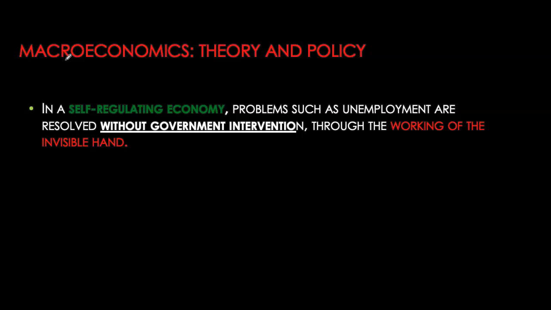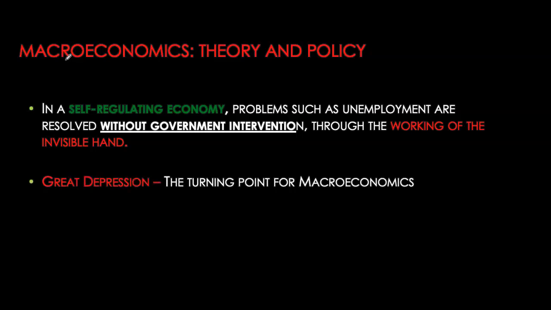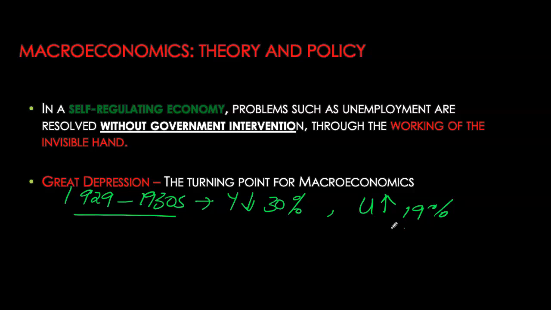There was no concern for these big downturns or upturns in economic activity because it was thought that they would just always correct themselves. Macroeconomics as an independent discipline of its own really came out after the experience of the Great Depression. So I'm talking about 1929, lasting for almost a decade into the 1930s, and we saw GDP declining by almost 30%. Unemployment was soaring to 19%. Now, this is not just a one-quarter or two-quarter phenomenon. The Great Depression lasted for almost a decade.